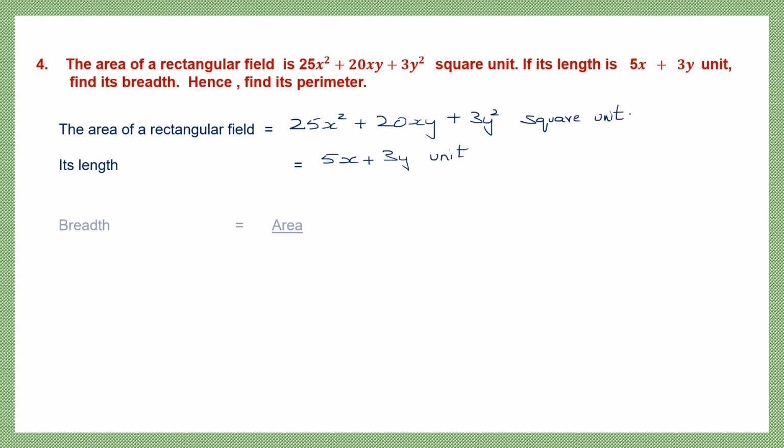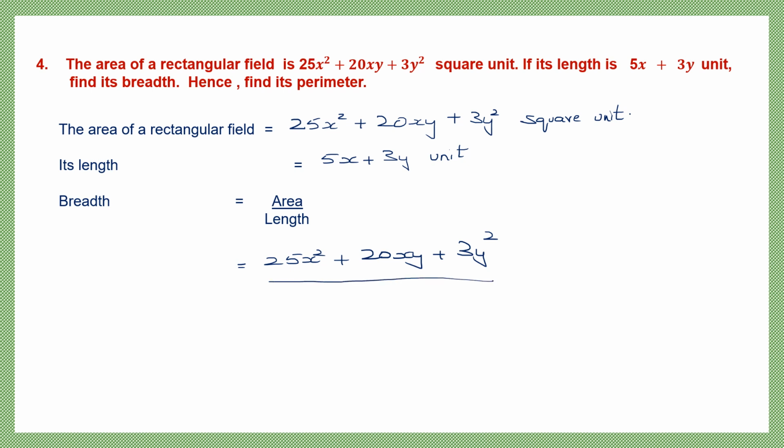Now we are asked to find the breadth, and the formula is area divided by length. So area is 25x squared plus 20xy plus 3y squared. This is the area. Now we have to divide this by the length, which is 5x plus 3y. So let's do the division. So let's divide 25x squared plus 20xy plus 3y squared.